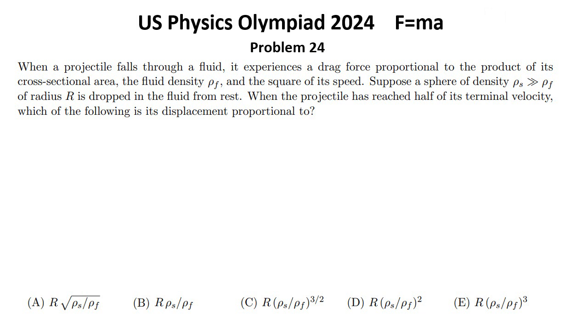Problem number 24. When a projectile falls through a fluid, it experiences a drag force proportional to the product of its cross-sectional area, the fluid density ρf, and the square of its speed. Suppose a sphere of density ρs much greater than ρf, of radius r, is dropped in the fluid from rest. When the projectile has reached half of its terminal velocity, which of the following is its displacement proportional to?